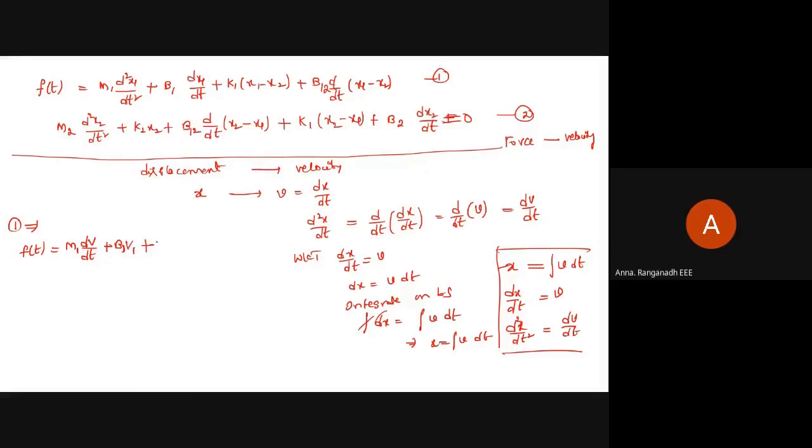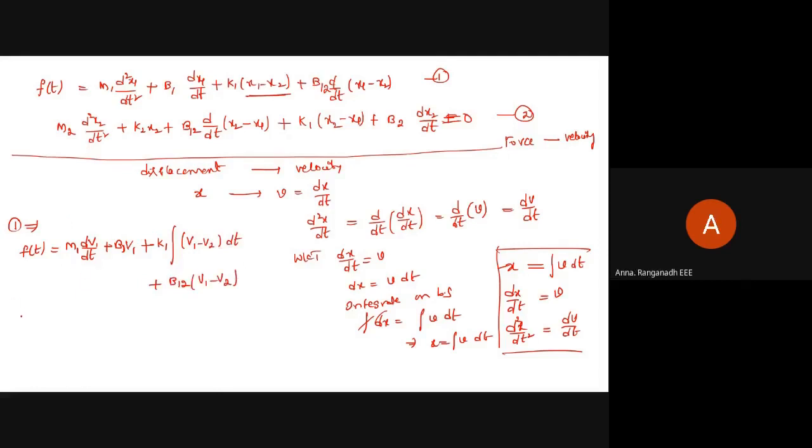Next, plus, can you tell me the next one? K1 into, here x1 minus x2 is there. Good. m1 into dv1 by dt plus b1 into v1 plus k1 into, for x1 minus x2, what do you write? For x you write integral v dt. So I write integral of v1 minus v2 into dt. Is it right or not? Yes, sir. Plus the next term: b12 into v1 minus v2. Is it right? This is equation number 1.